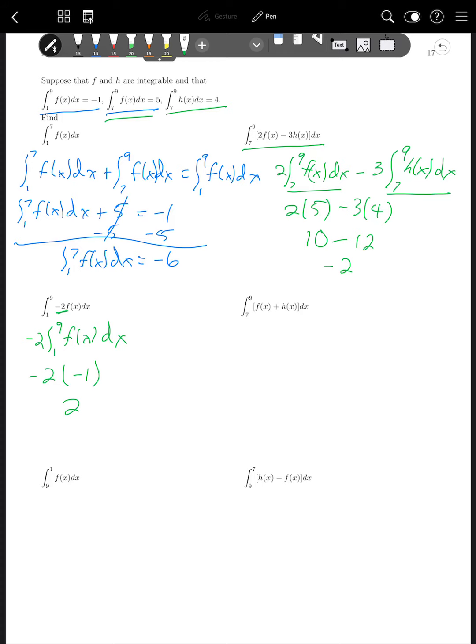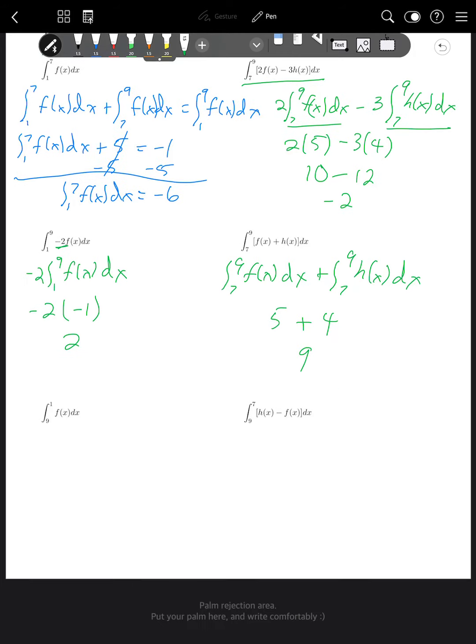This one here, just use the sum rule, right? So the integral from 7 to 9 of f of x dx plus the integral from 7 to 9 of h of x dx, and we can substitute. So the integral of f of x dx from 7 to 9 equals 5. The integral of h of x dx from 7 to 9 is 4. So this is 5 plus 4, which is 9.